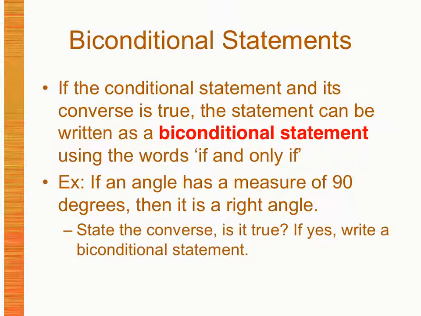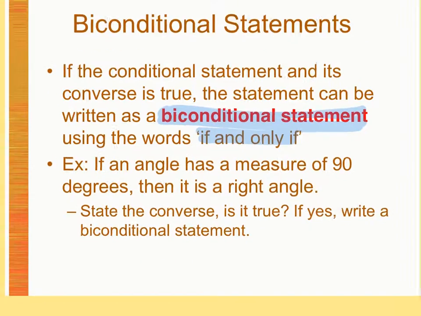A biconditional statement can be made if the conditional statement and its converse are true. A biconditional statement is one in which you can use the words if and only if. So if an angle has a measure of 90 degrees, then it is a right angle. Is that true? Yes. If it has 90 degrees, then it's a right angle. We agree on that?